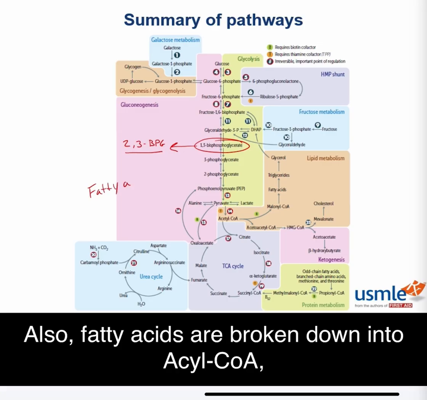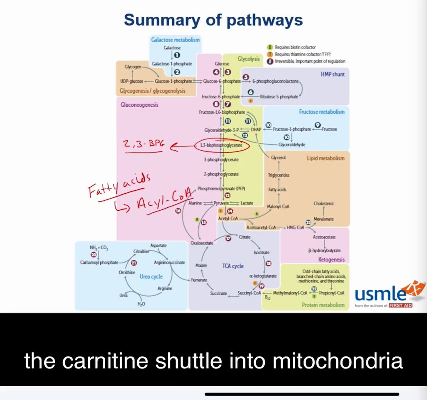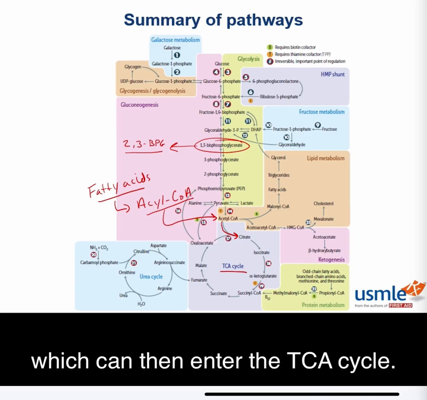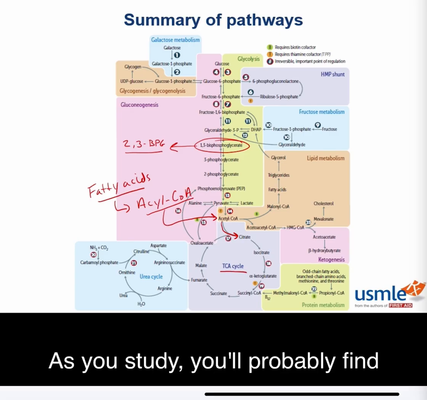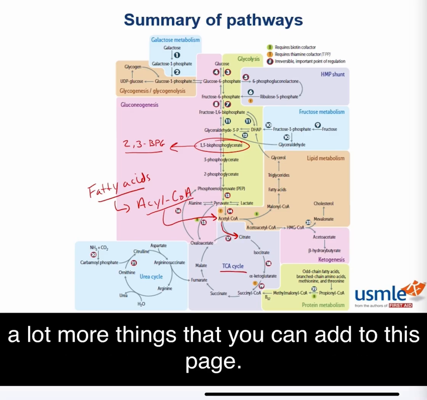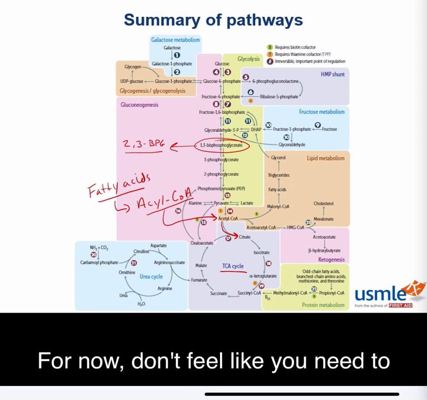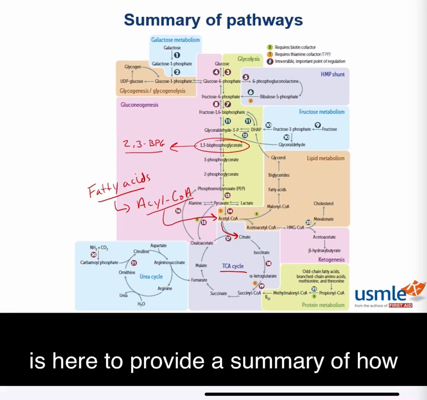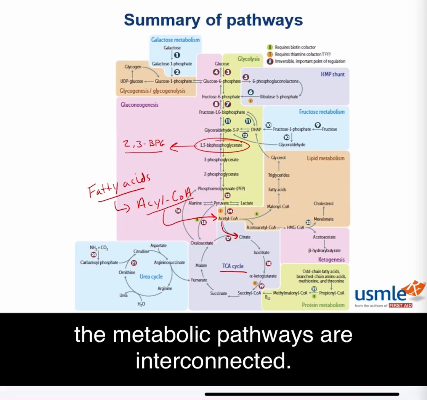Also, fatty acids are broken down into acetyl-CoA, which can be transported using the carnitine shuttle into mitochondria, where it's converted into acetyl-CoA, which can then enter the TCA cycle. As you study, you'll probably find a lot more things that you can add to this page. For now, don't feel like you need to memorize all of this before you move on. Just realize that this diagram is here to provide a summary of how the metabolic pathways are interconnected.